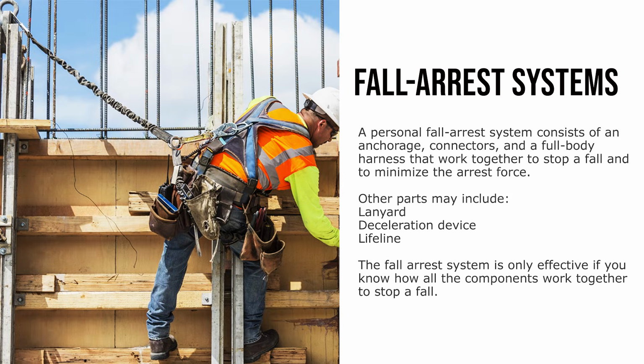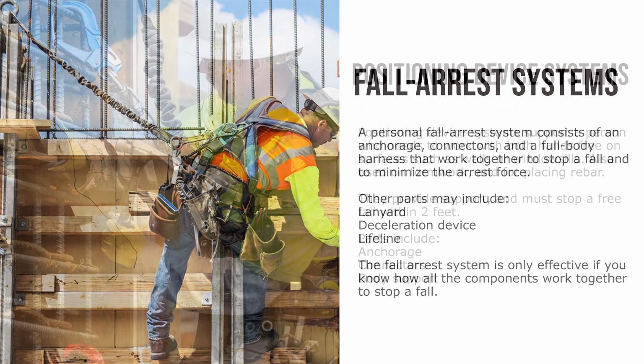A personal fall arrest system consists of an anchorage, connectors, and a full body harness that work together to stop a fall and to minimize the arresting forces. Other parts include lanyard, deceleration device, lifeline.